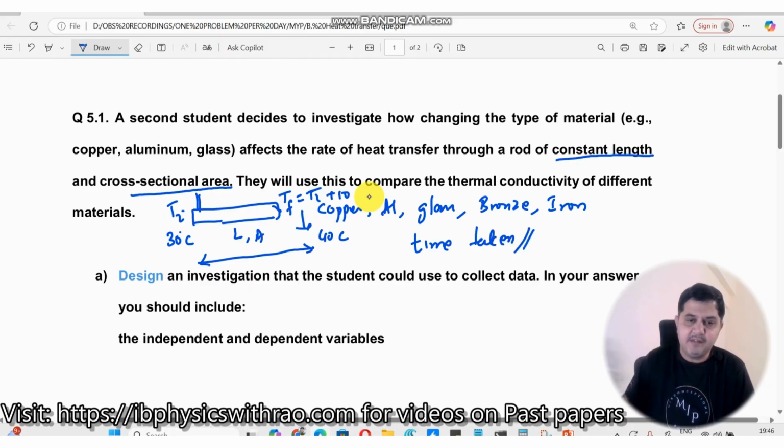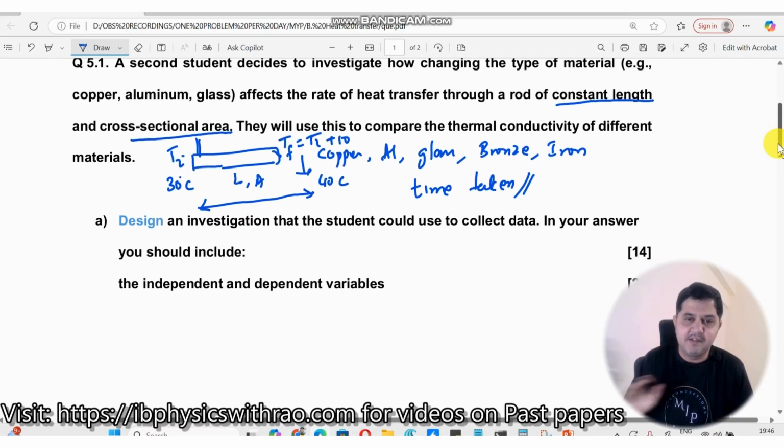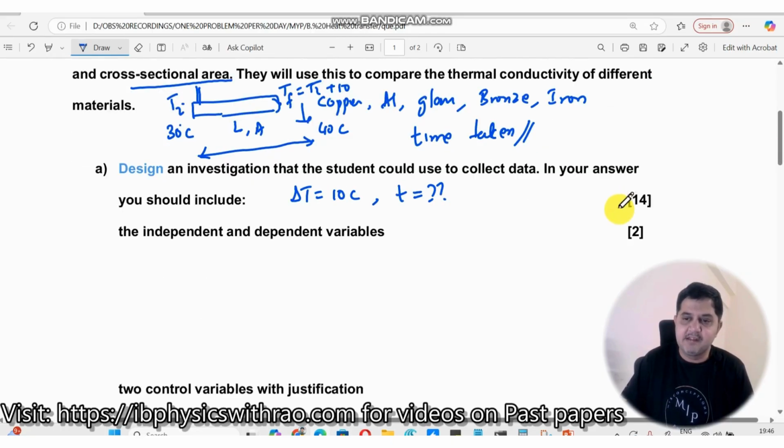Okay, so how do we proceed further? We have decided that the temperature difference is 10 degrees, and then we are going to find out the time. Now the question says: design an investigation that the student could use to collect the data. In your answer, you should include the independent and dependent variables. First, let us answer this question because it's 14 marks, so one by one we have to go.